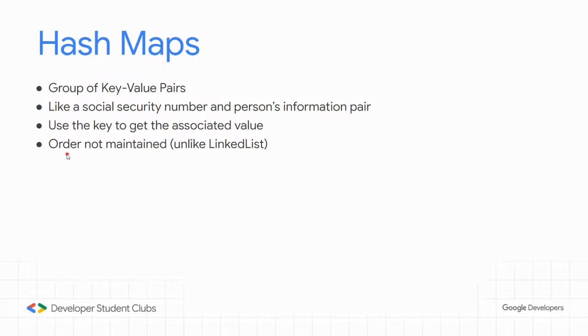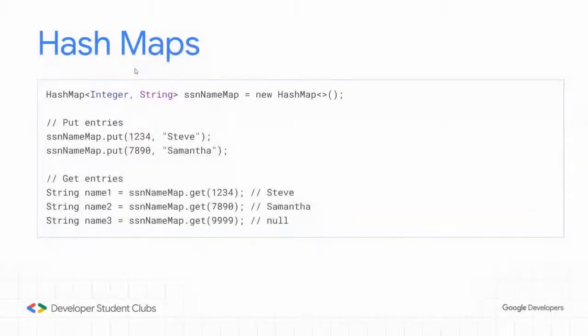Also, be sure to understand that order is not maintained. A linked list has a proper order. An array has a proper order, like 0, 1, 2, 3. In hash maps, the order doesn't matter. Behind the scenes, it could be implemented in any order. So something to note. Let's look at an example of a hash map.